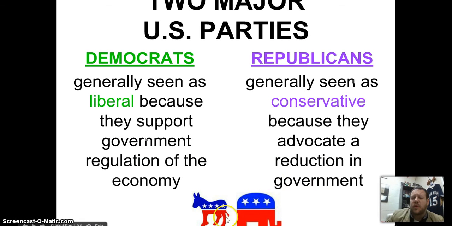Typically, Democrats are more liberal. Democrats will support more government regulation of the economy and even more government regulation of social stuff. They're willing to raise taxes to pay for things if need be. They're willing to get involved in things like minimum wage, that kind of stuff.